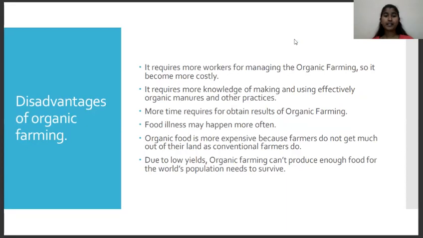Disadvantages of organic farming include: it requires more workers for managing the organic farming, so it becomes more costly. It requires more knowledge of making and using organic manures and other practices effectively. More time is required for obtaining the results of organic farming. Food illness may happen more often. Organic food is more expensive because farmers do not get as much out of their land as conventional farmers do. Due to low yields, organic farming can't produce enough food for the world's population to survive.